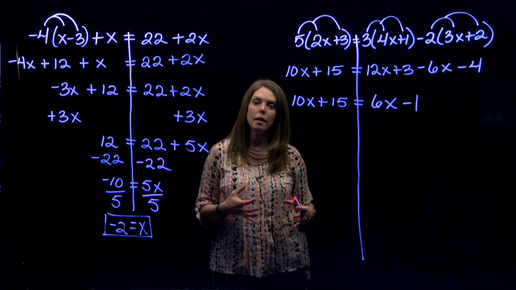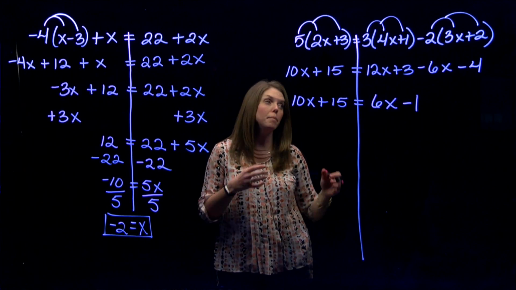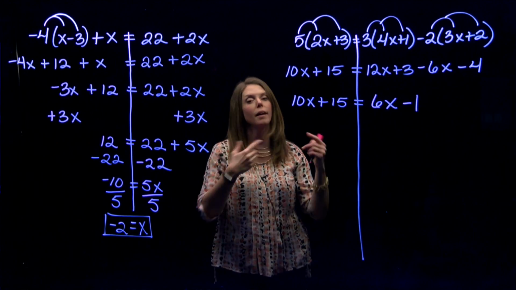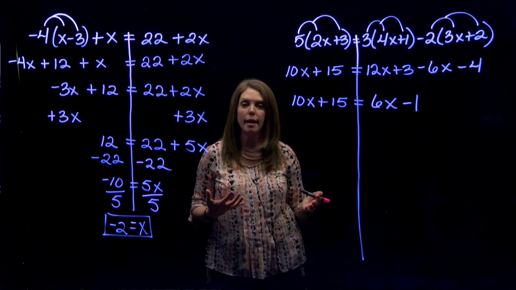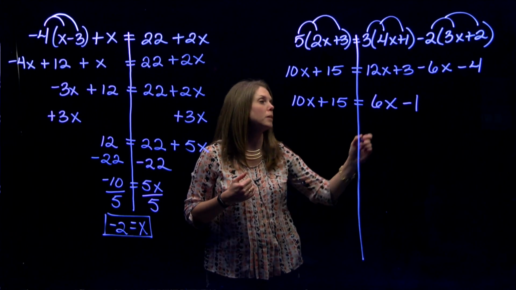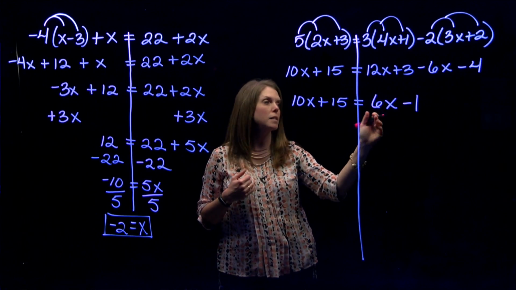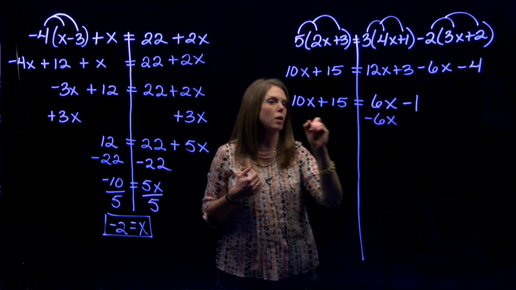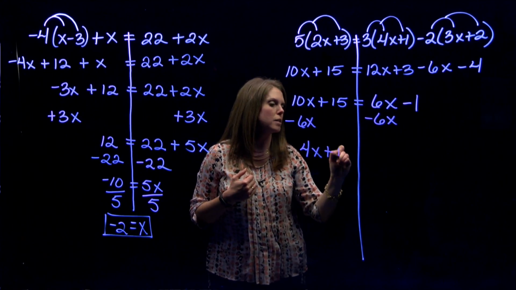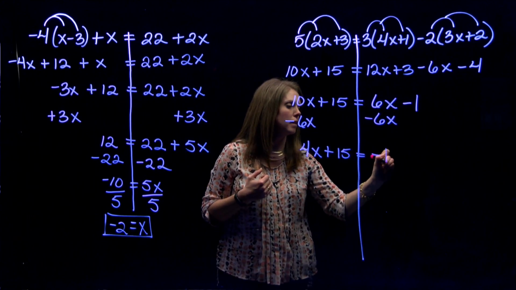Now I'm going to start collecting variables on one side, constants on the other. I'm going to choose to move my variable terms to the left side because the 10x is bigger, and that way I won't have to work with a negative variable term. But you could very well do it the other way around. Okay? I'm going to move this 6x over to this side. It's a positive 6x, so I'm going to subtract it. And I'll be left with 4x plus 15 is equal to a negative 1.